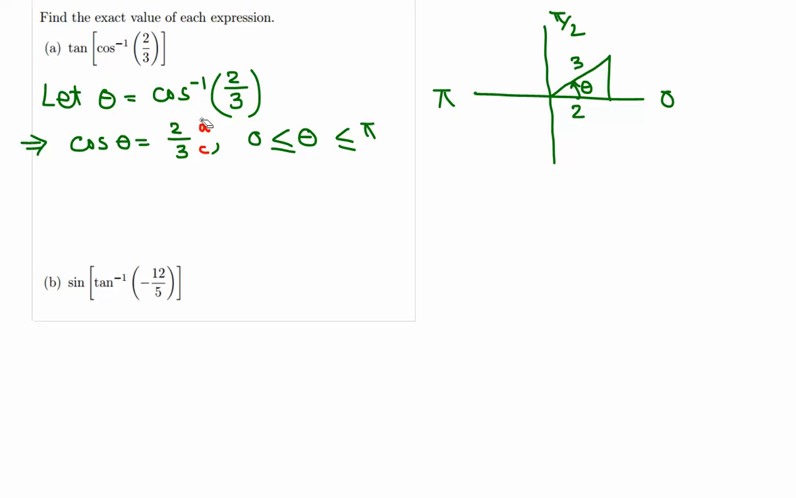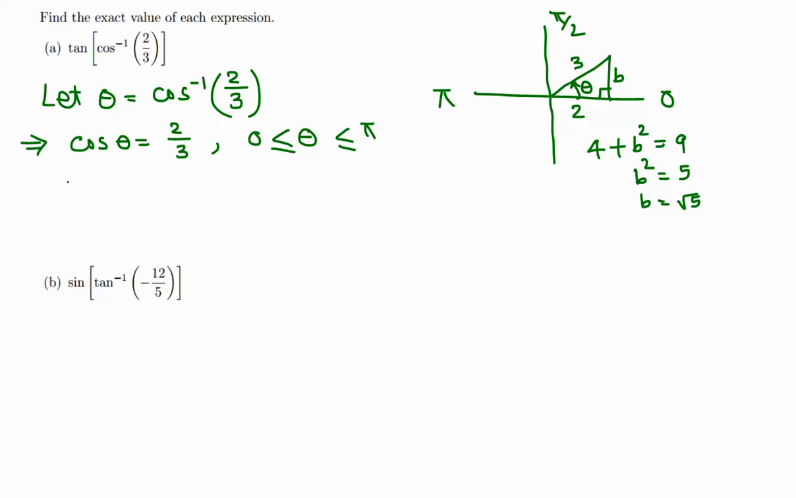Now we need to find the opposite side. We know that a squared plus b squared equals c squared. Here b is unknown. So 2 squared, 4, plus b squared is equal to 3 squared, which is 9. Subtract 4 from both sides: b squared equals 5. Take the square root, so b is square root of 5, positive because this length is positive.